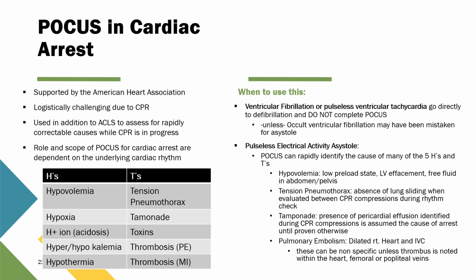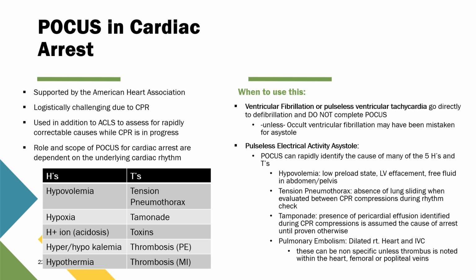So we know that we are really not going to fix anything with ultrasound, but sometimes if you can identify the pathology causing the cardiac arrest, it allows us to address that cause and hopefully get that patient into a more stable state. It's also utilized to evaluate the efficiency of CPR in certain situations and help the physician make the determination of when CPR is no longer useful. So the role of POCUS in cardiac arrest is dependent on the underlying cardiac rhythm, and they use the 5 T's and the 5 H's for this.